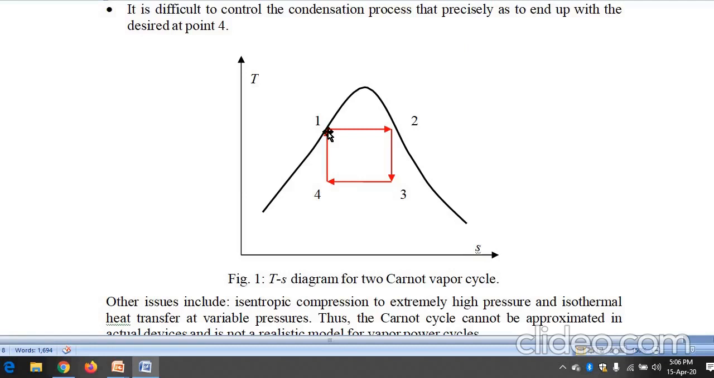Meaning point 1 state is pure liquid, point 2 state is vapor, and 3 and 4 are a combination of liquid plus vapor. Now we got this one: liquid line, vapor line, and critical point. This is the critical point and it will behave as an ideal gas. And this is the 2-phase mixture, that is a combination of liquid and vapor. So as I mentioned, the Carnot cycle is not suitable for a steam power plant.